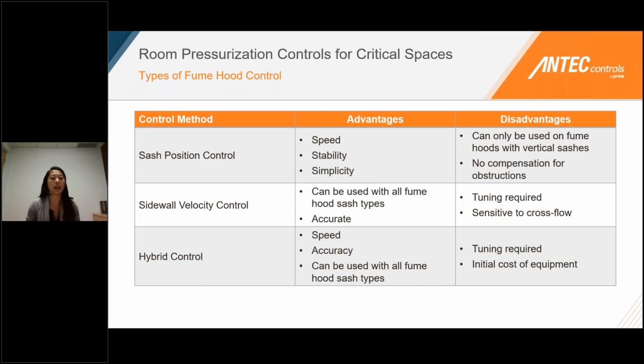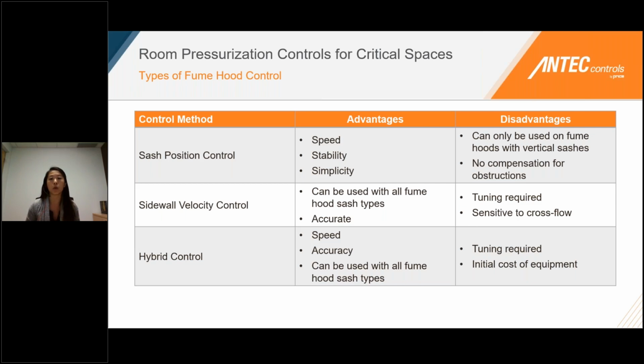So just a summary here of the three different types of fume hood control. We've got sash position control, which is quick, it's stable, and it's simple, again, because it's just using that airflow calculation. But the disadvantage is that it can only be used on fume hoods with vertical sashes, and it doesn't compensate for any obstructions in front of the hood. So with that being said, of course, sash position control, like I mentioned, is still pretty much used 90 to 95% of the time with vertical sash hoods.